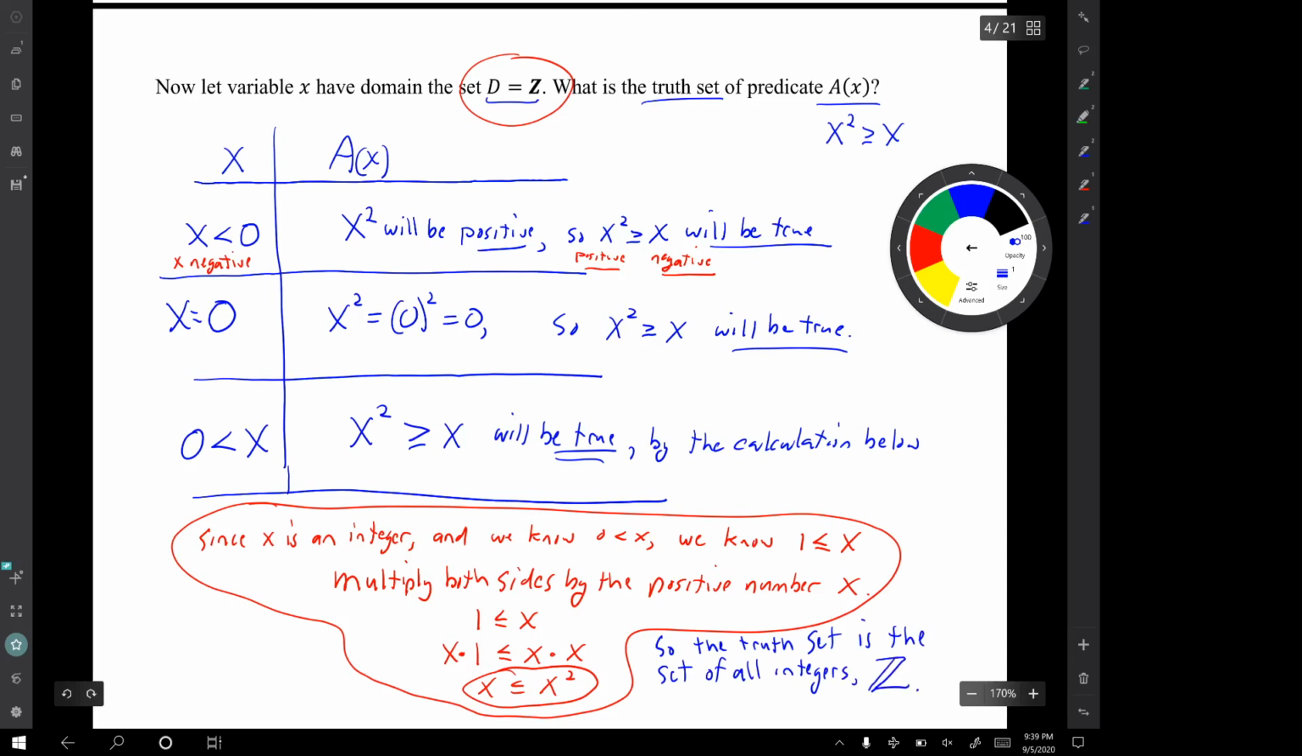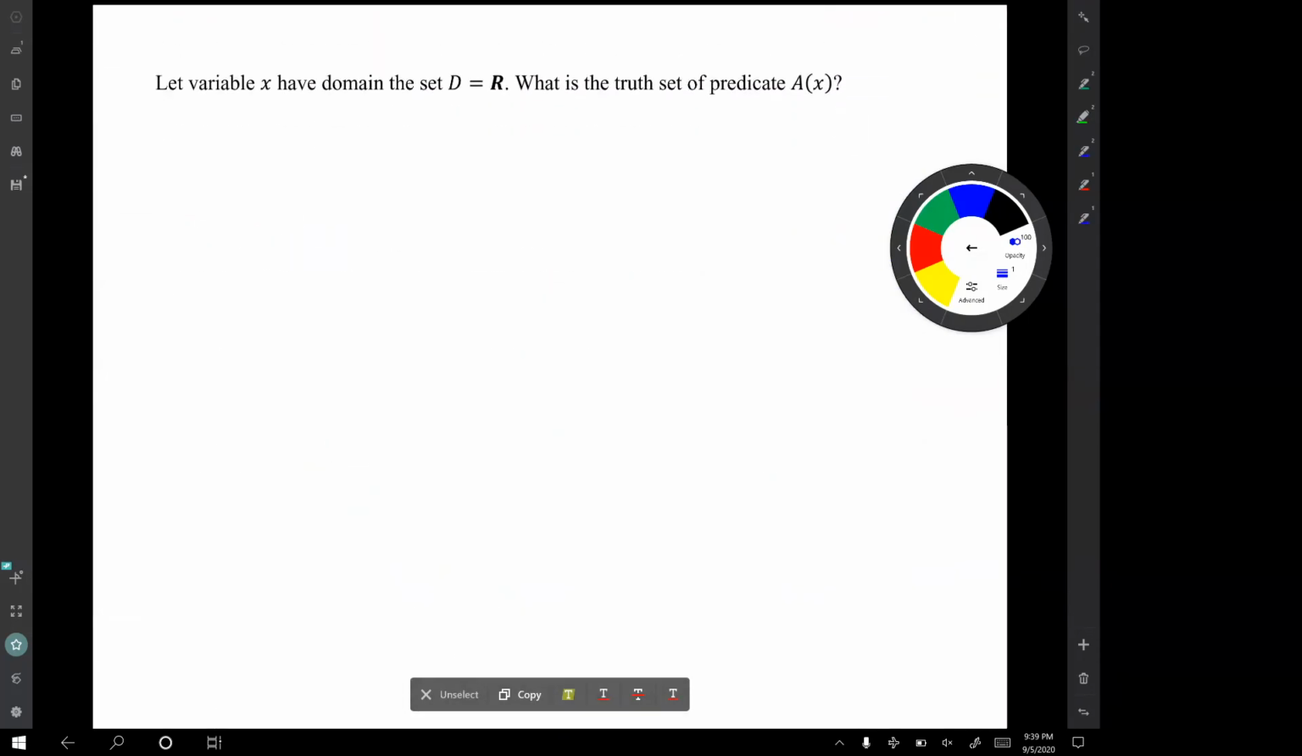All right, so we've now seen two examples of domains for which the truth set is actually the whole domain. Let's do a little bit harder example. Let's let the domain be the set of real numbers. What's the truth set of the predicate in this case?